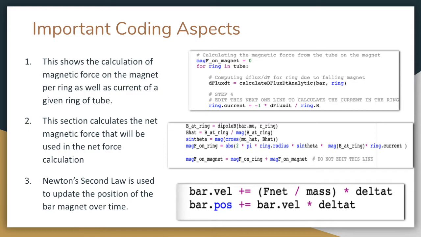Here, the first image on the right shows the calculation of magnetic force on the magnet per ring as well as the current of the given ring of tube. The second section calculates the net magnetic force that will be used in the net force calculation. And the third section uses Newton's second law to update the position of the bar magnet over time.